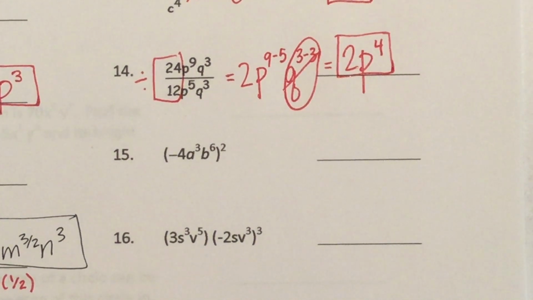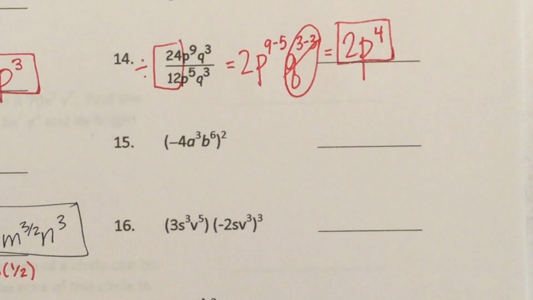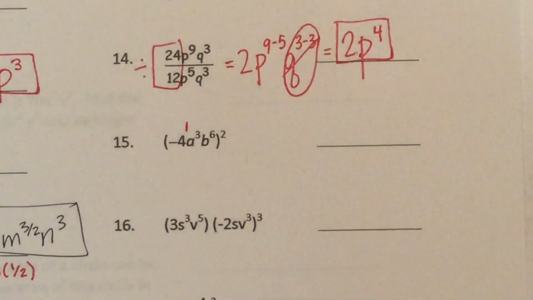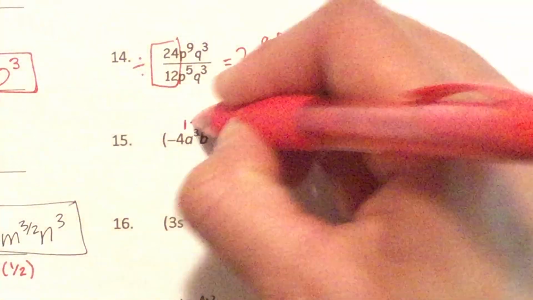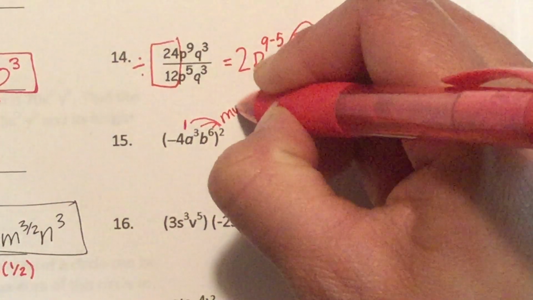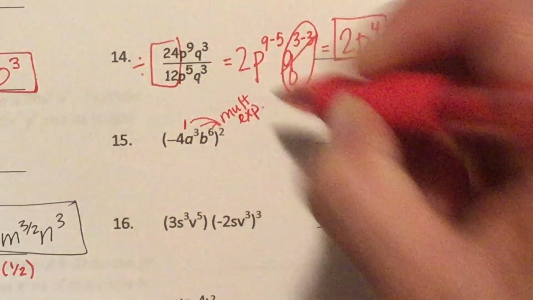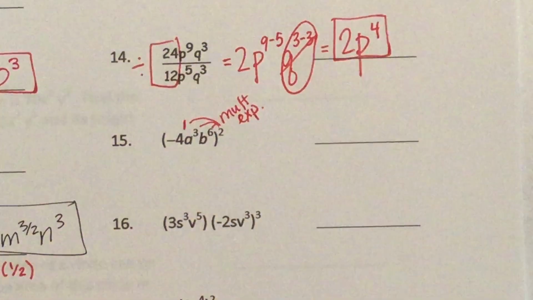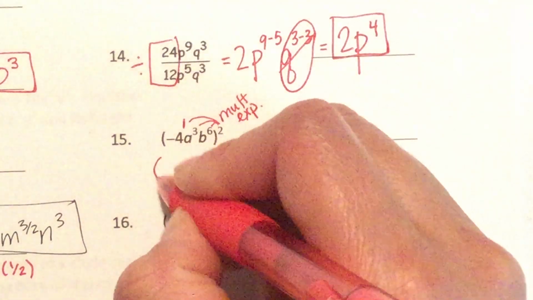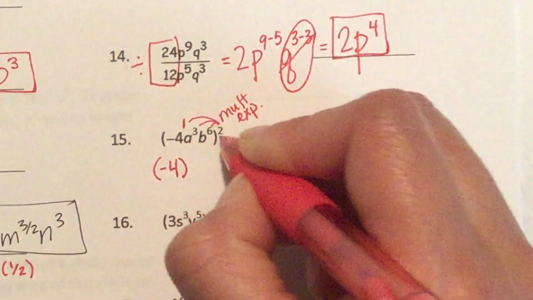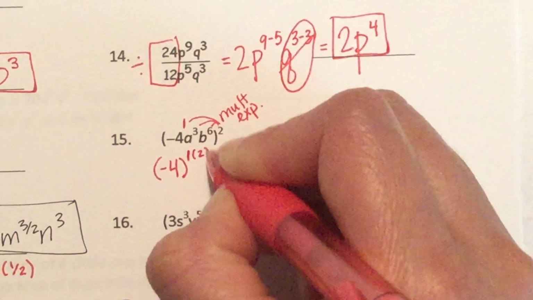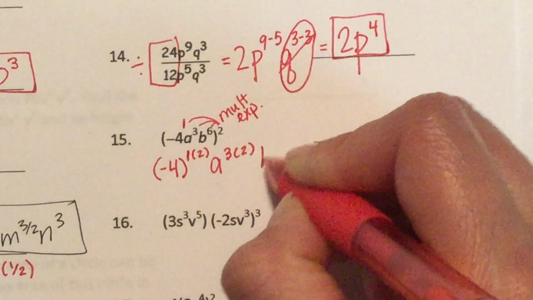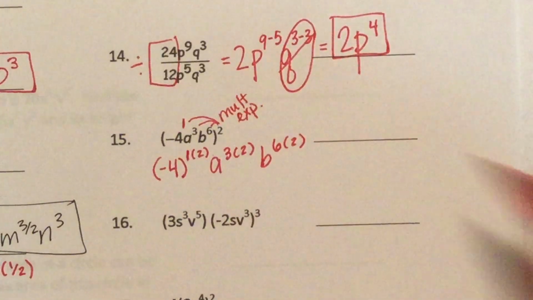Number 15, you have negative 4, a to the 3rd, b to the 6th, and all of it's raised to the 2nd power. So you have negative 4 to the 1st power. You're going to distribute and multiply your exponents. Please don't tell me negative 4 squared is 8. Negative 4 squared is negative 4 times negative 4. So you're going to take negative 4, since it's in parentheses, and take the exponent 1 times 2. You're going to take a to the 3rd power and multiply it times 2. You're going to take b to the 6th power and multiply it times 2.